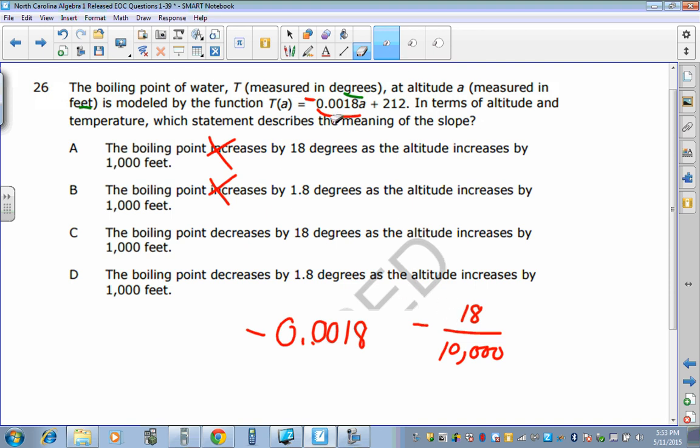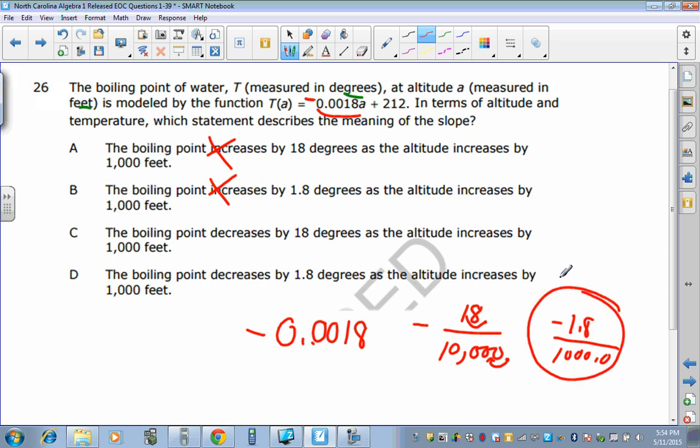That's 18 ten-thousandths. But they want it in thousandths. I know that if I move the decimal one place to the left, I have thousandths. But if I move the decimal one place there, I have to do it there also. So that is going to be our answer. It's going to decrease 1.8 degrees as the altitude increases 1,000 feet. So D would be your answer.